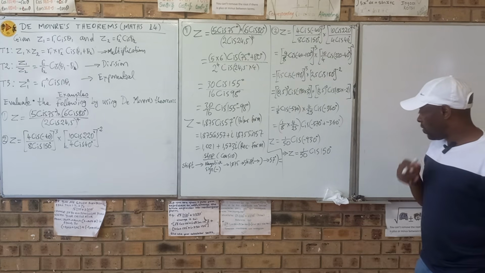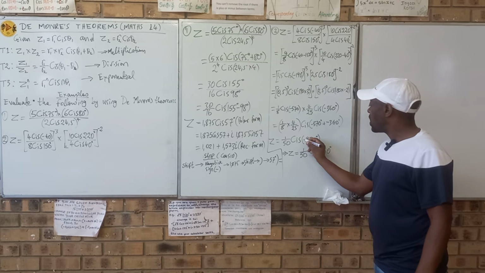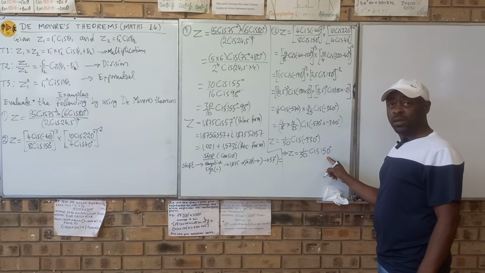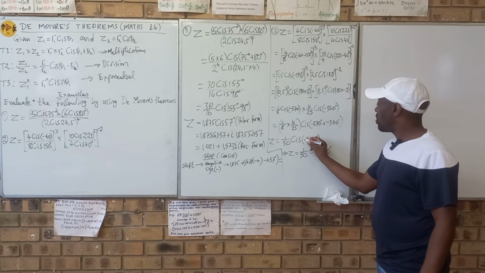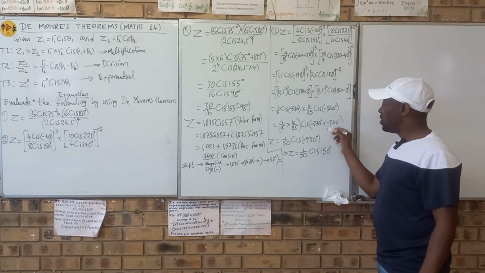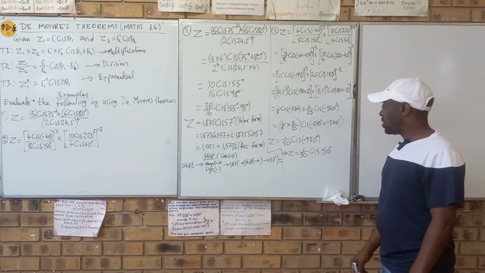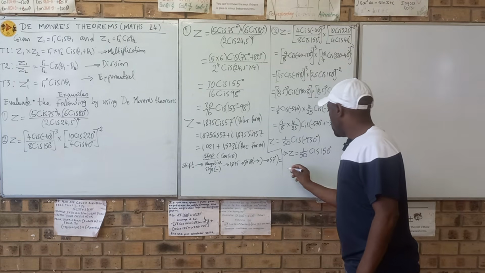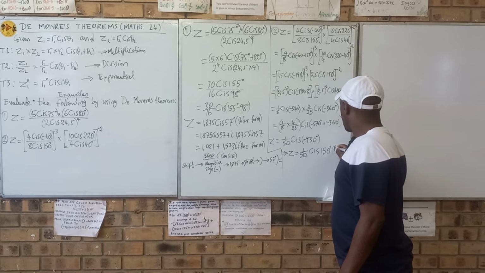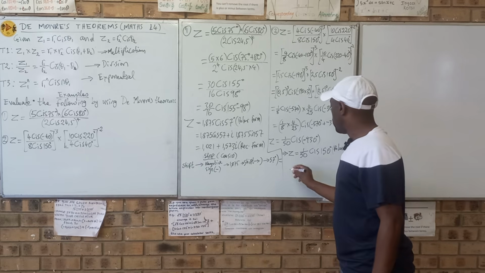So as a level 4 student, you must know how to move from a negative angle to a positive angle. Any negative angle has a corresponding positive angle. We just need to keep on adding 360 and check it until we arrive at positive. So this is how easy it is to get your answer in polar form. So that's my answer in polar form.